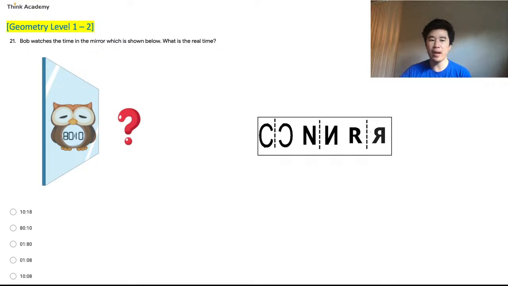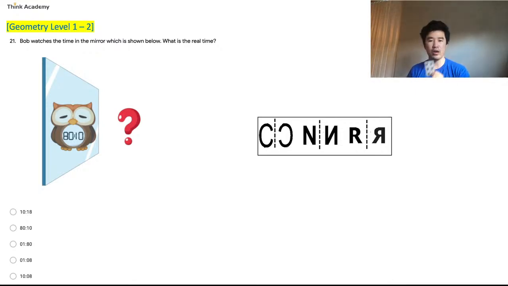Bob watched the time in the mirror, which is shown below. What is the real time? So here we have a mirror. Let's say today I'm having a playing card, all right? I'm having a playing card, and this is a mirror. If I am facing the card, I'm reading from left to right. If I face this card to the mirror, I'm actually reading from my right to left. So that is the difference, okay?